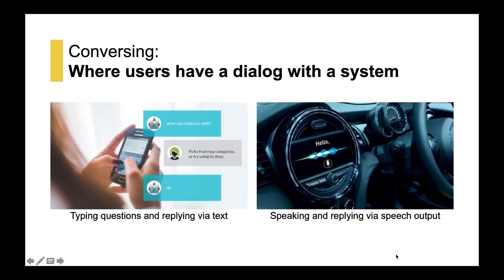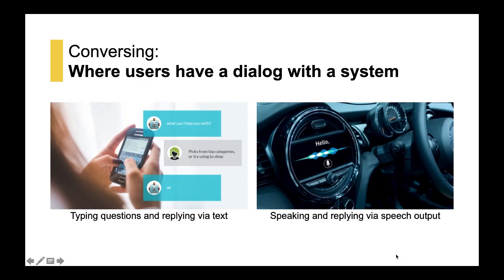The second type of interaction is called conversing, and this is where users have a dialogue with the system. We're most familiar with this in an interactive system that is a chat. We usually chat to our friends, so we're very familiar with that on the mobile phone, but we've begun to see conversing style interaction where you chat with a chatbot or a help desk. And this is where you have questions and replying.